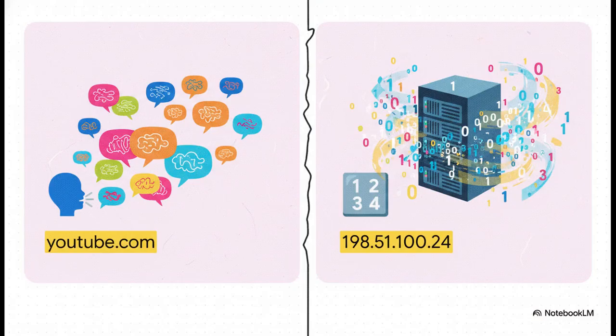Think about the difference here. On one side, we've got the human-friendly world, something easy like YouTube.com, but on the other side is the actual digital reality, a super complex IP address like 198.51.100.24. Computers use these precise numerical coordinates to locate each other. Honestly, if we had to type those exact numbers into our browsers every time we wanted to look something up, the whole digital world would just collapse under the sheer weight of all that memorization.